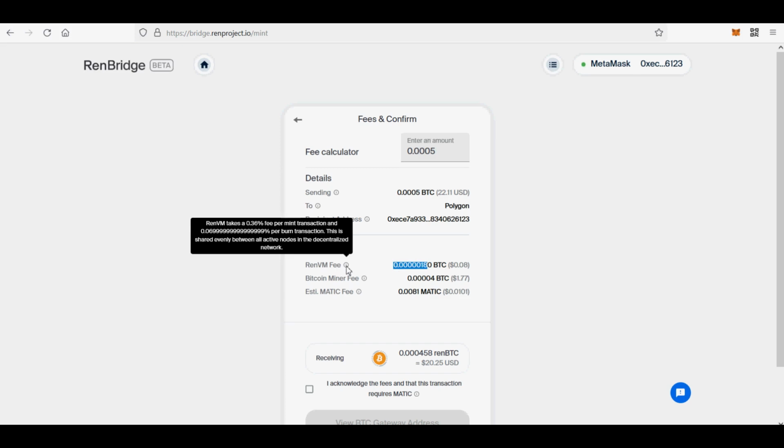However, using RenBridge, you can send tokens directly into any of those mentioned networks with the lowest one-time fee. I will go over the fees and details later.